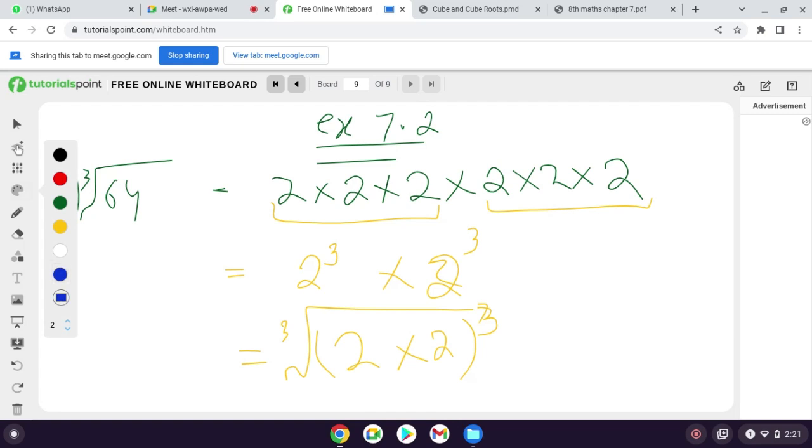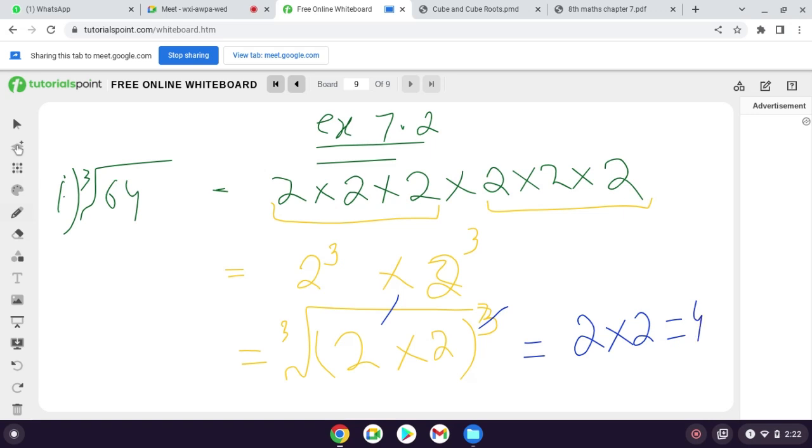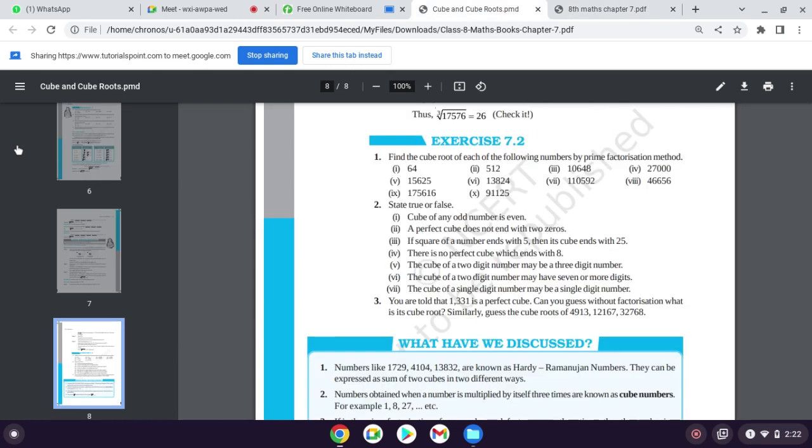Same thing we did in the square root. The cube root is cancelled and the left thing is 2 into 2. What is the answer? 4. So we can say that the perfect cube root of 64 is 4. Understood? If we didn't get exactly a cube root, the question will not be solved further. So for the first question, all the parts, you just have to do like this.